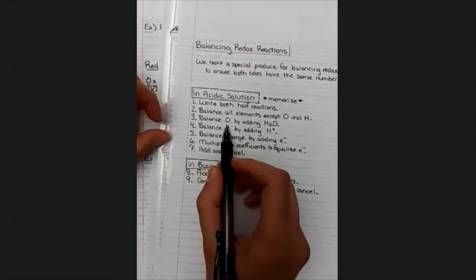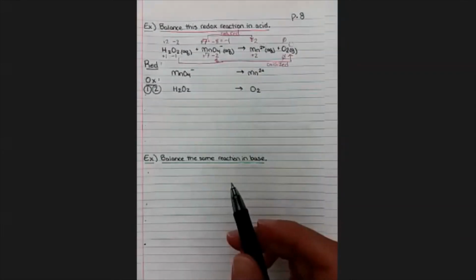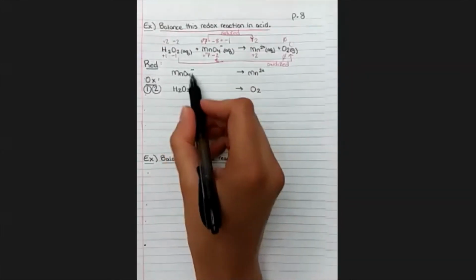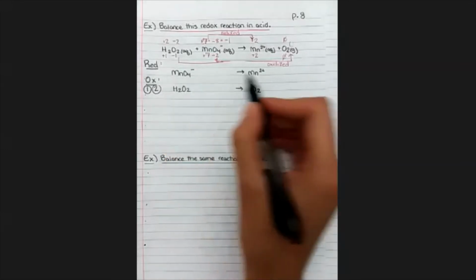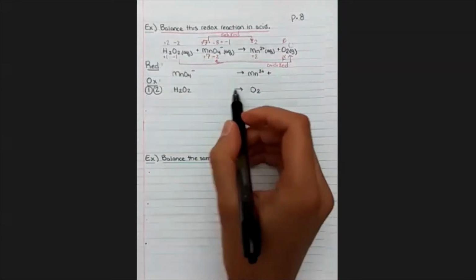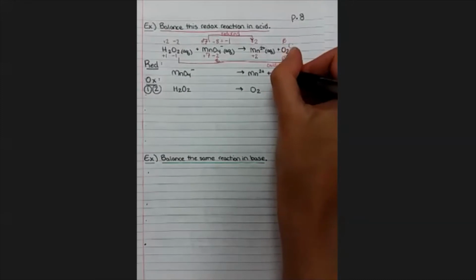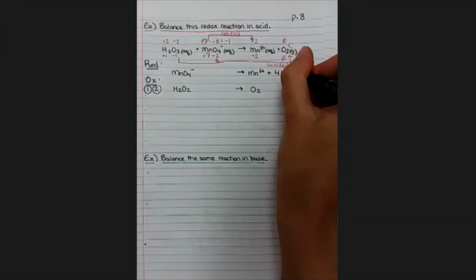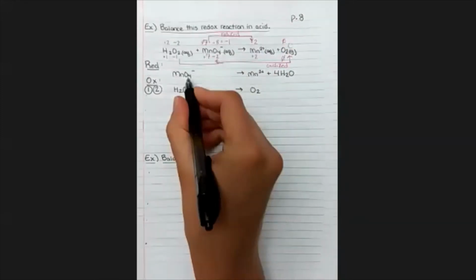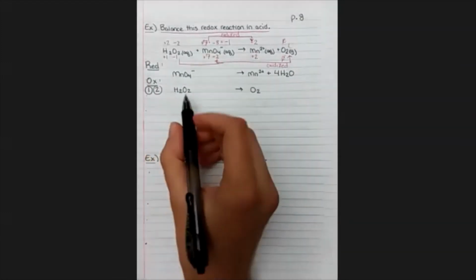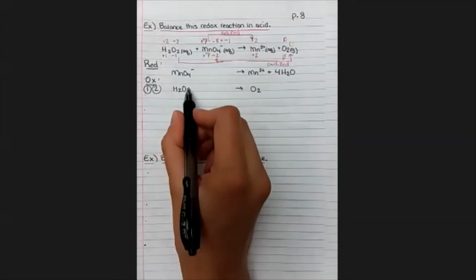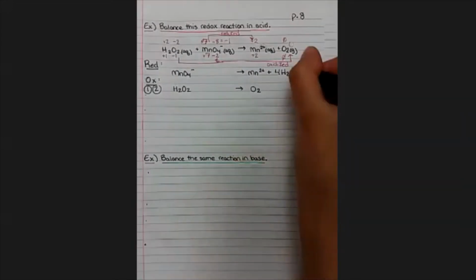Step 3 is balance oxygens by adding water. So there are 4 oxygens on the left side in the reduction reaction and none on the right side. So instead of multiplying something as we would do when we were normally balancing, we have to add a new term that contains oxygen. So we're going to add 4 waters. So that gives us 4 oxygens on each side. And for our oxidation half reaction, we have 2 oxygens and 2 oxygens. So that is set.